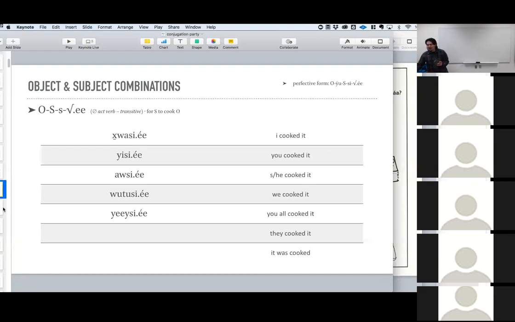Hasausi. We have to keep that A on there. Hasausi. So one of the secrets as we learn this pattern building: whenever we get the third person, for she or he did it, to go from there to they, all we do is add hus, and the rest stays the same. Okay, it was cooked.